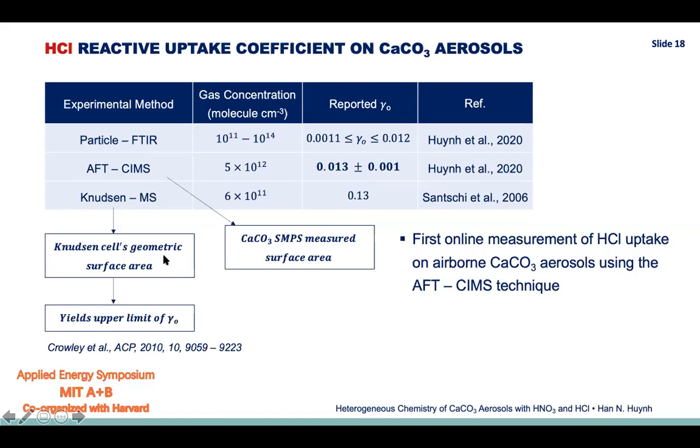They used the geometric surface area of the Knudsen cell as a particle surface area, whereas we used the SMPS-measured and corrected aerosol surface area. Using the geometric SA of the Knudsen cell has been found to yield an upper limit of uptake coefficient values. In addition, aerosol flow tube techniques minimize issues such as diffusion limitations and uncertainties in exposure surface area compared to using a Knudsen cell reactor.